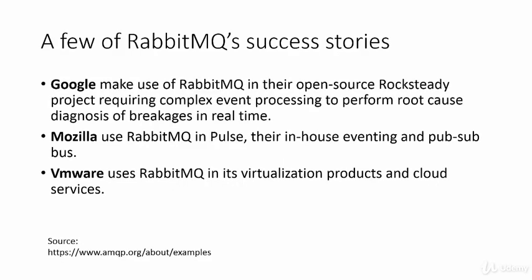These are a few of RabbitMQ's many success stories. Google make use of RabbitMQ in their open source Rocksteady project, requiring complex event processing to perform root cause diagnosis of breakages in real time. Mozilla use RabbitMQ in Pulse, their in-house eventing and publisher subscriber bus. VMware use RabbitMQ in its virtualization products and cloud services. So as you can see, RabbitMQ is a message broker that has been used in many large projects and has many different use cases.